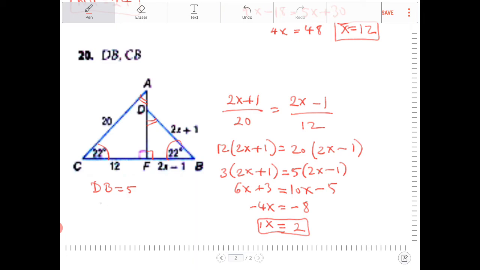And CB is equal to 12 plus 2 times 2 minus 1. So that would be 3 times 5, which is 15.